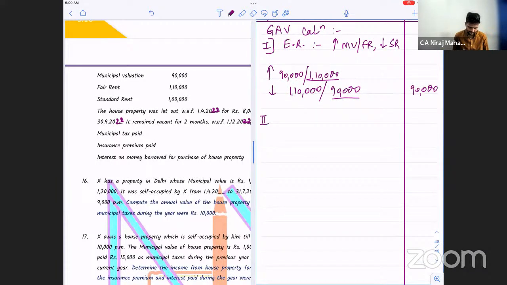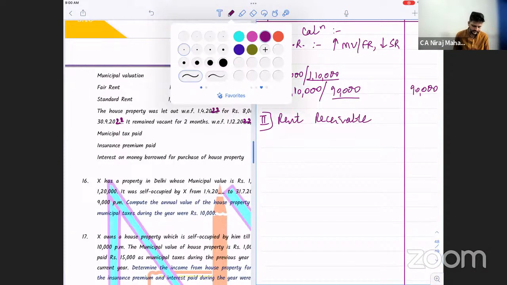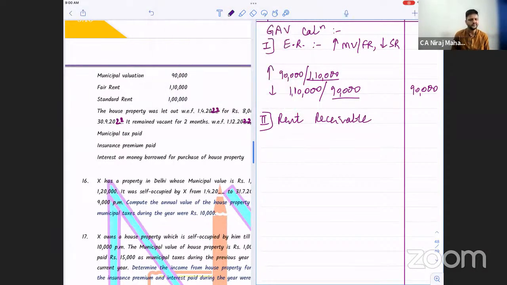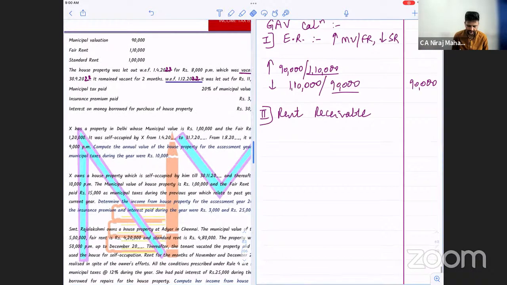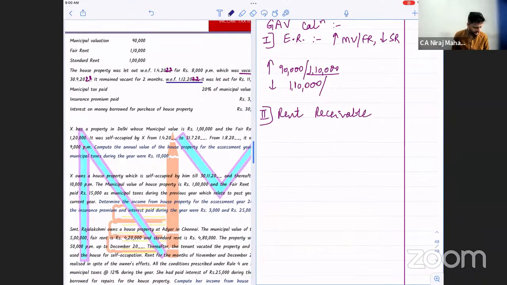Step 2, rent receivable. Now rent receivable, pay attention, has to be for the entire year. It means the new tenant occupied from December, so from December, 1 lakh. Achha, it is not 90,000, this figure is wrong. I copied the figure again, 90,000, sorry. Standard rent is 1 lakh, correct. My mistake.